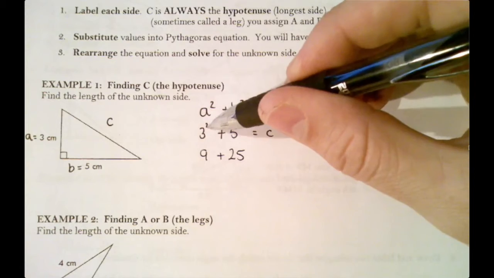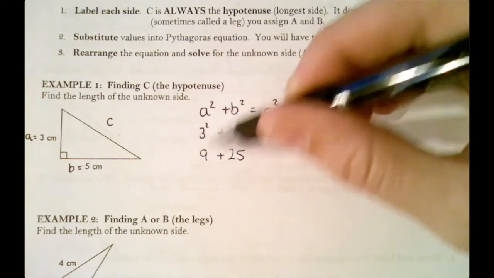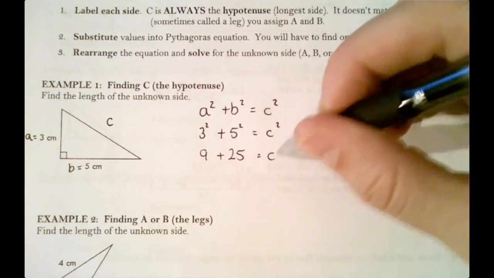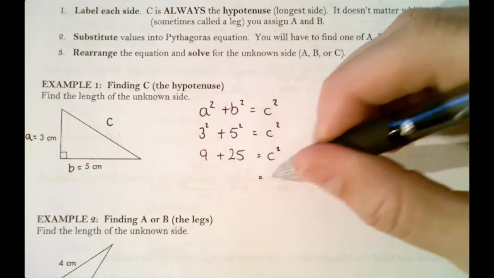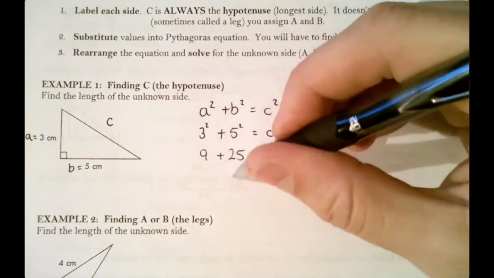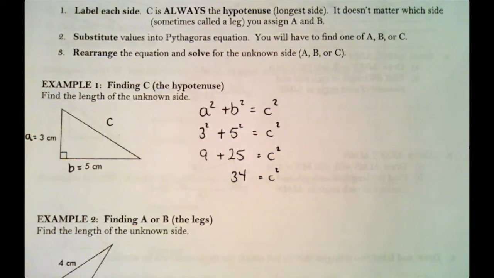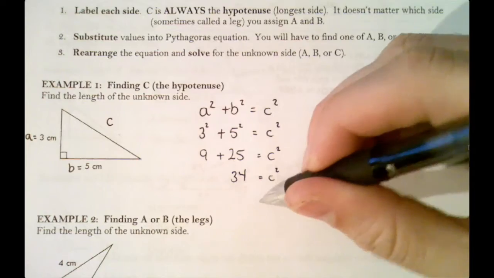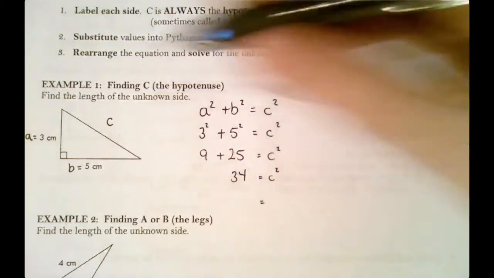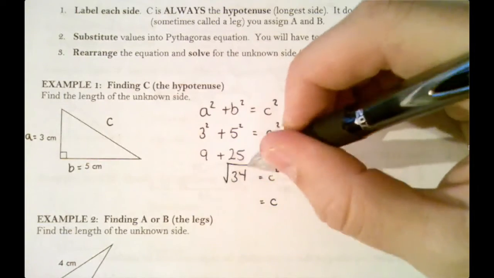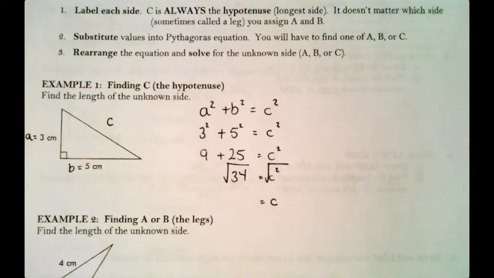Remember, squared just means times itself, so 3 times 3 is 9. 5 times 5 is 25. And that's going to equal C squared. If we add these up, we get 34. So C squared is 34. One more step, because we don't want to know what C squared is, we want to know what C is. To find C, we just square root 34.